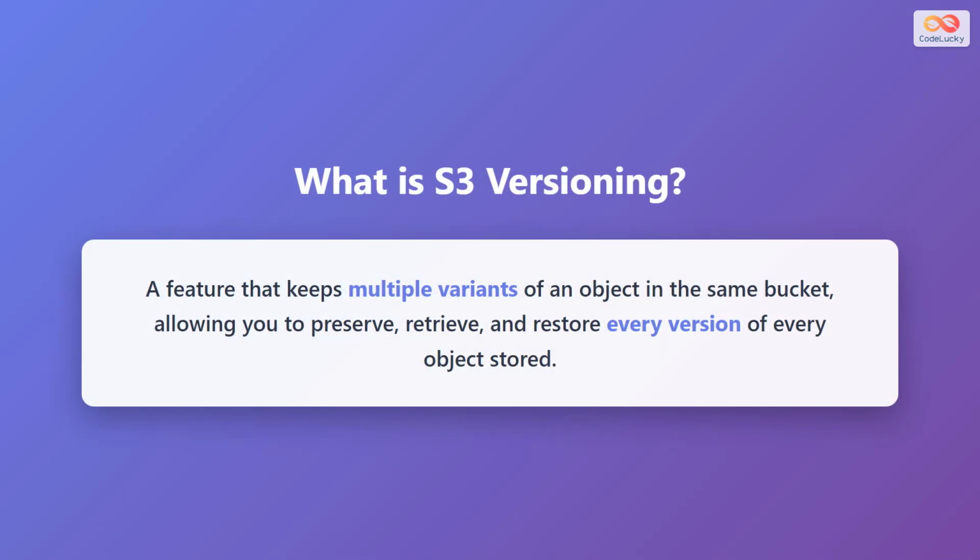S3 versioning is a feature that keeps multiple variants of an object in the same bucket. When enabled, it allows you to preserve, retrieve, and restore every version of every object stored in your bucket. Think of it as a time machine for your files, where nothing is ever truly lost.